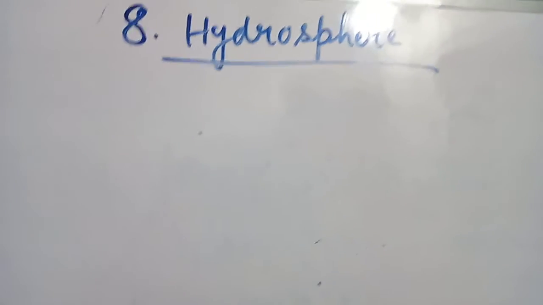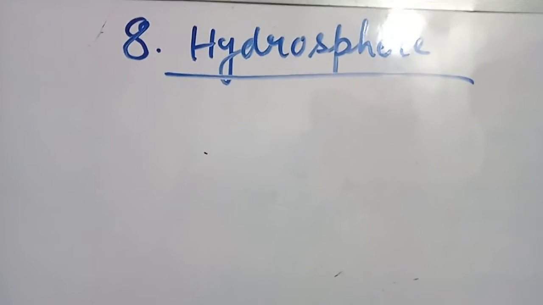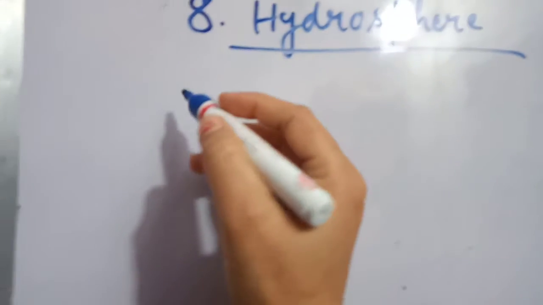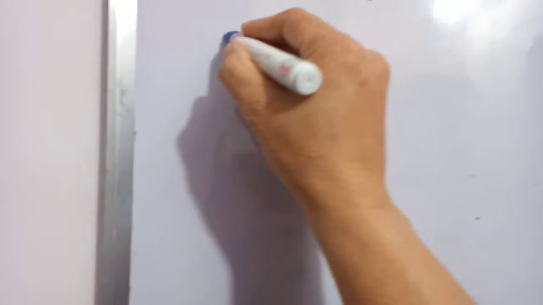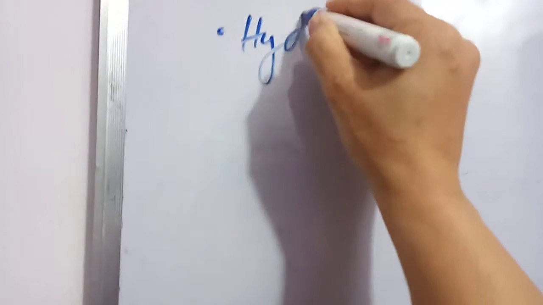So students, we have studied about the hydrosphere. First, we studied about the hydrosphere. Hydrosphere: all the water bodies on the surface of the earth planet, such as oceans, seas, rivers and lakes. This is the hydrosphere.